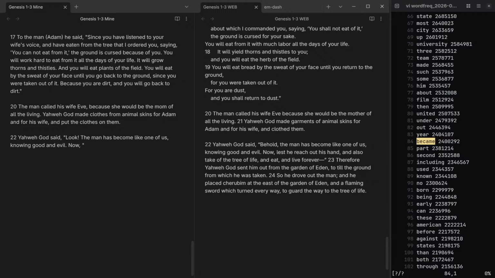Send hand, take, tree of life. And now he'll reach out his hand and take from the tree of life, and eat and live forever. And eat and live forever.